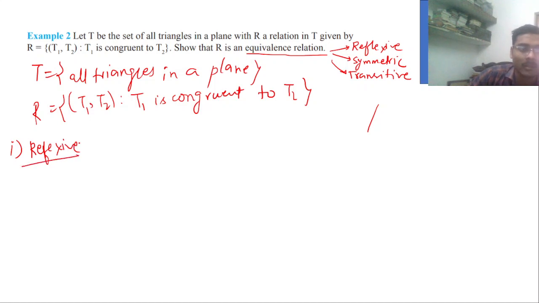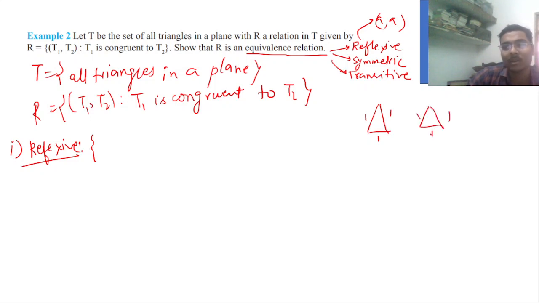Okay, so for a relation to be reflexive, it must have the same element, that is, a comma a must be there. I considered a triangle T1, and the same triangle I have again drawn here. This is T1 and this is T1. So is T1 congruent to T1? Just tell me. Every triangle is congruent to itself, no doubt.